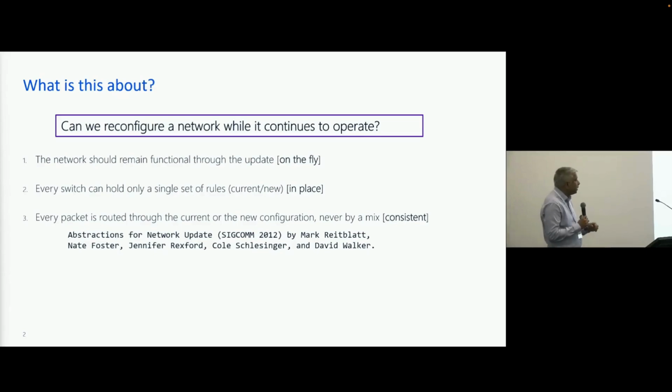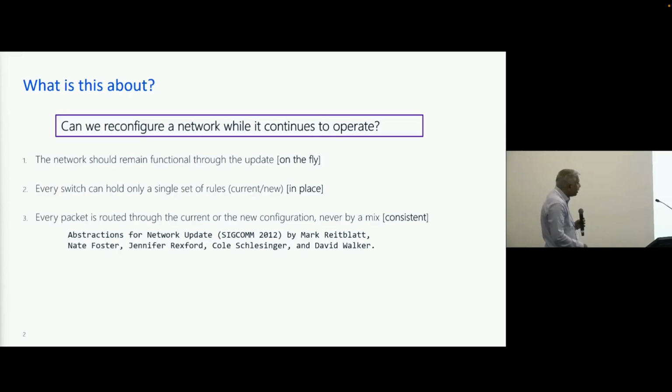And so this makes a lot of sense because the current and the new configurations are well understood. They have been tested. You know what properties these routes have. So you know a lot about each individual configuration. What you don't know is what happens when things get mixed up.